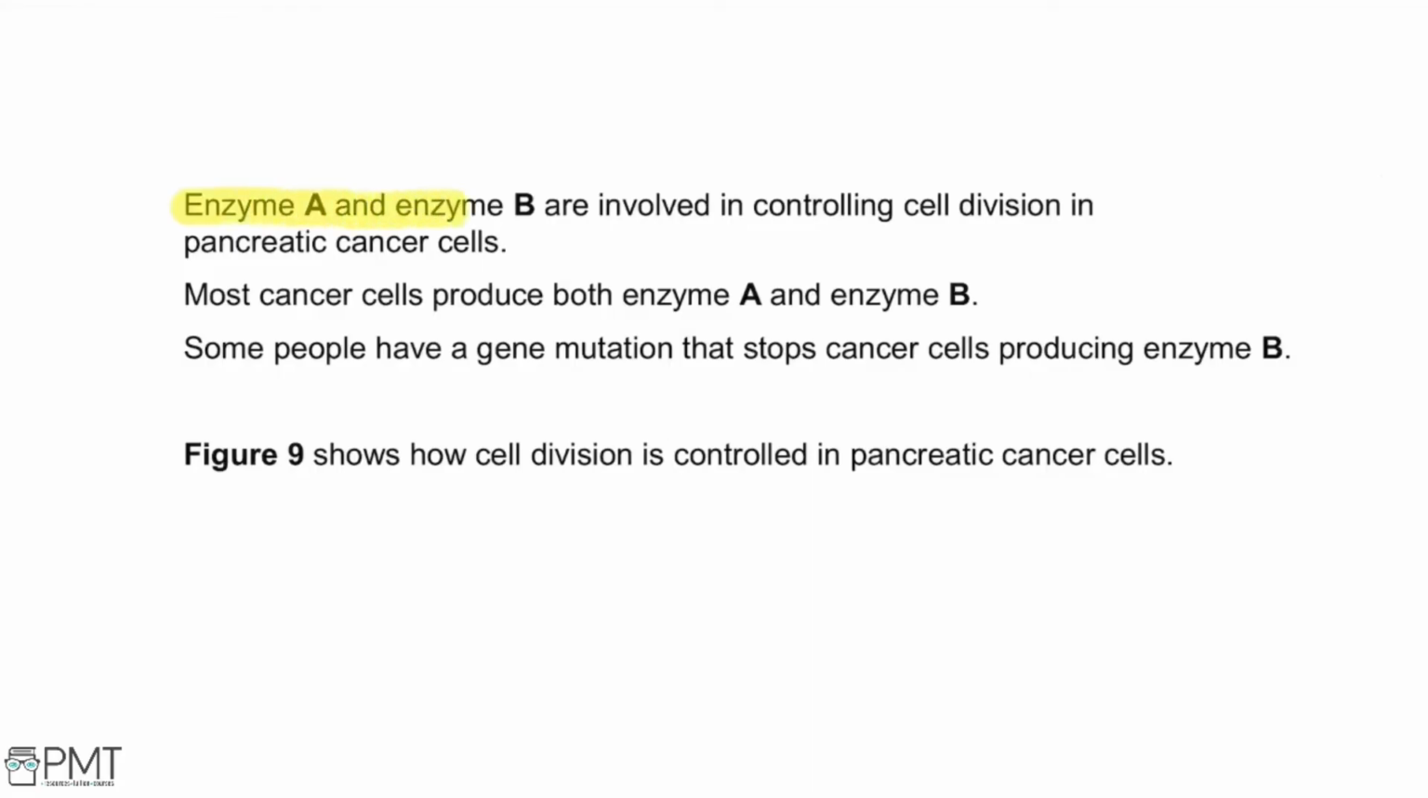Enzyme A and enzyme B are involved in controlling cell division in pancreatic cancer cells. Most cancer cells produce both enzyme A and enzyme B. Some people have a gene mutation that stops cancer cells from producing enzyme B. Figure 9 shows how cell division is controlled in pancreatic cancer cells.